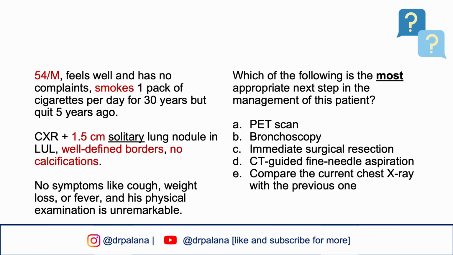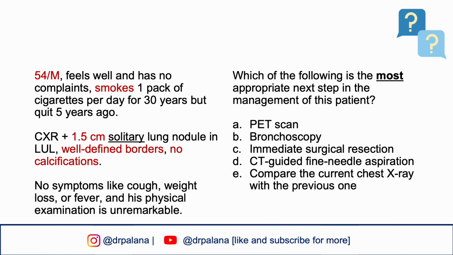A 54-year-old man presents for a routine physical examination. He feels well and has no complaints. He has a history of smoking one pack of cigarettes per day for 30 years, but quit 5 years ago. A chest x-ray performed during the visit reveals a 1.5 centimeter solitary pulmonary nodule in the left upper lobe. The nodule has well-defined borders and has no calcifications. The patient has no symptoms like cough, weight loss, or fever, and his physical examination is unremarkable. He reports no prior history of cancer.